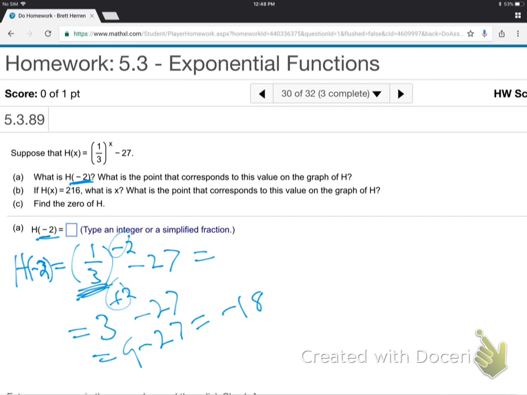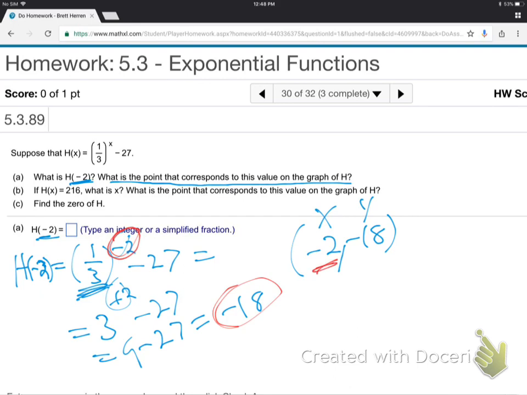And so now it says, what point is on the graph? Well, that means X we plugged in was what? Negative 2. And the Y that came out was negative 18. Does that make sense? That's what they mean by what point. Do you see what I'm talking about there? I plugged in negative 2, got out negative 18. Put in X, get out Y. Graphs, functions: plug in, get out, X, Y. That's what they mean. All right.